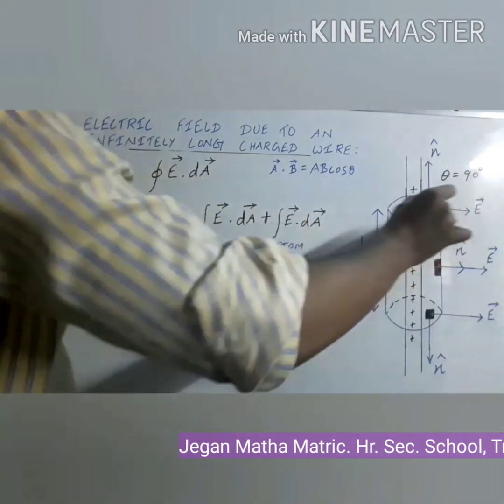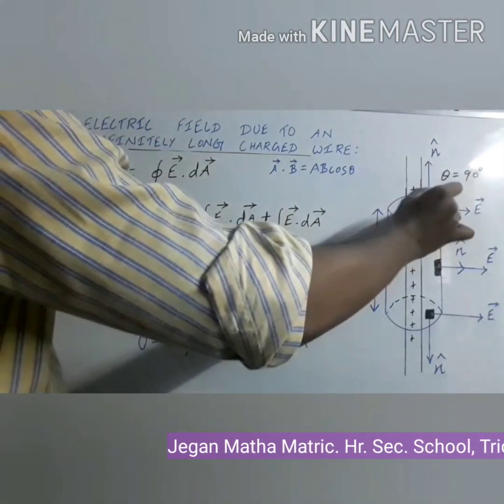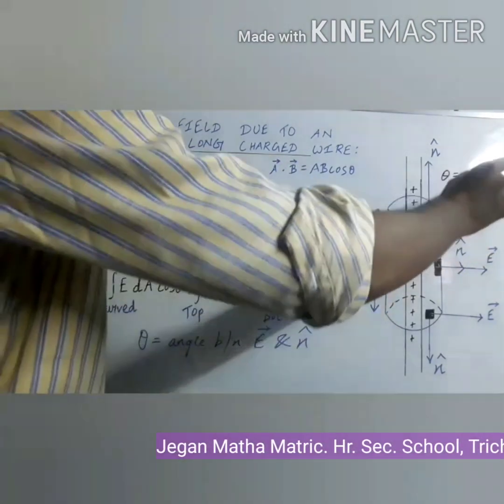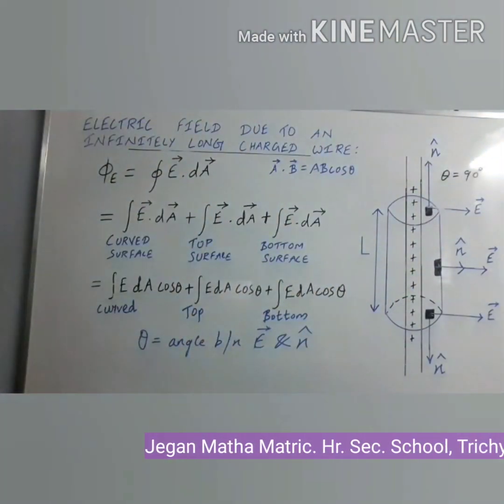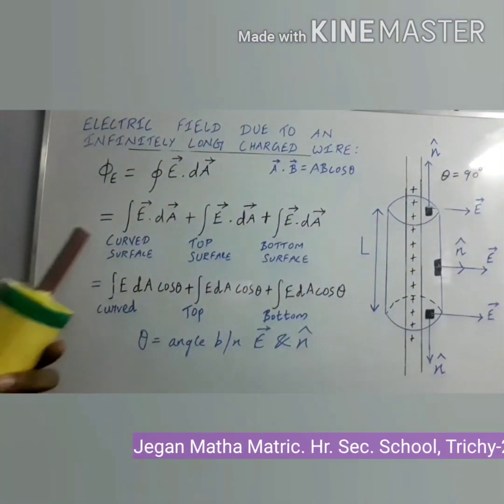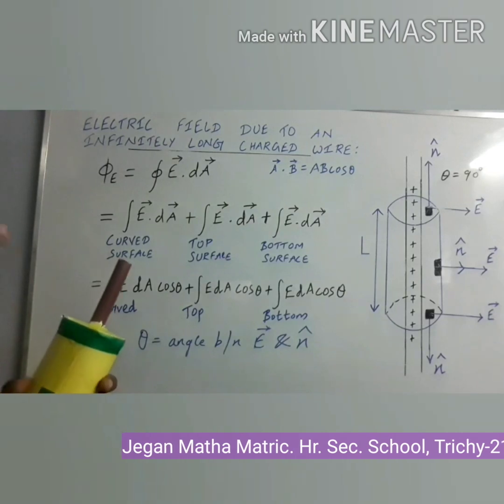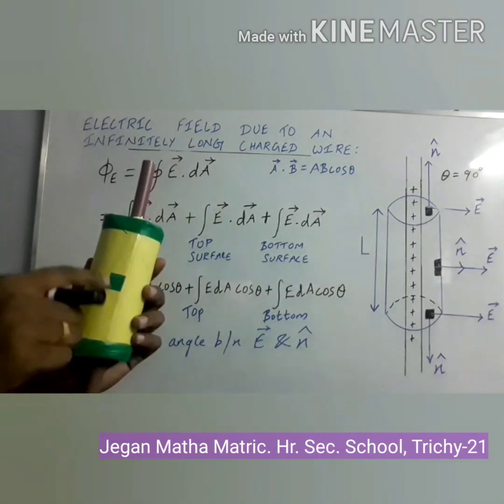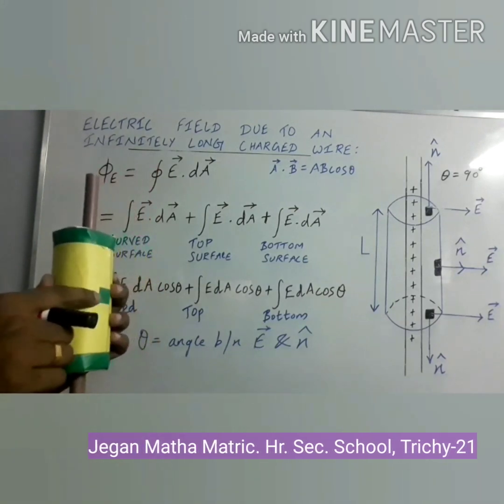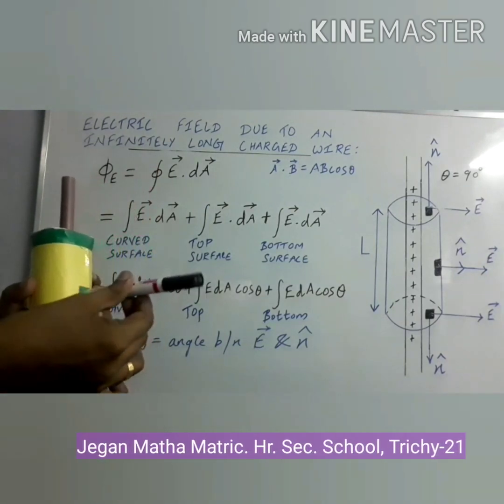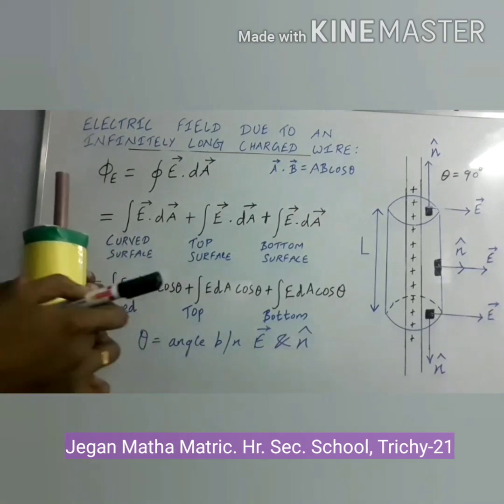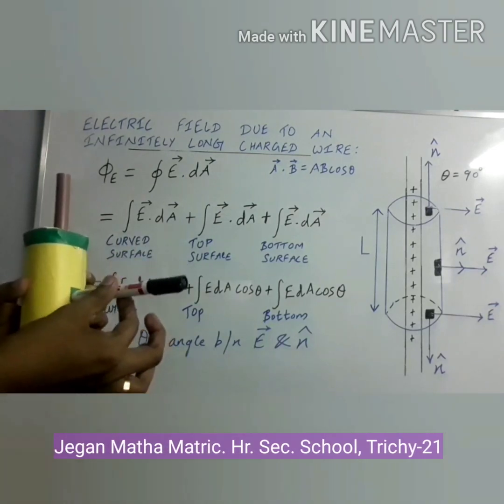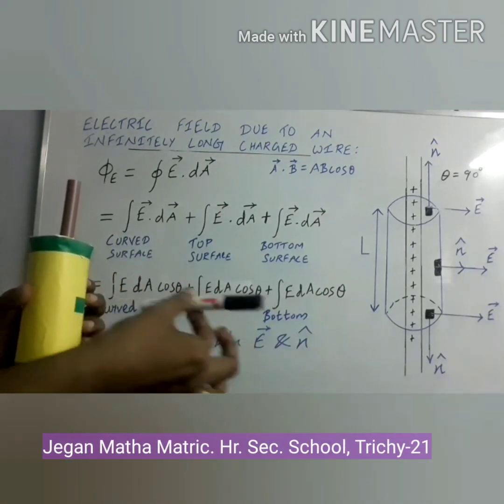So at the top surface, the direction of the normal acts upwards. The direction of the electric field is always horizontal. Here what is the angle between the normal and the electric field line? It is nothing but 90 degrees. Likewise, we are going to find the angle between the normal and the electric field line in the curved surface. In the curved surface also we have taken the small area dA. Here what is the normal? The direction of the normal will be like this, because the normal should be perpendicular to this area. So the direction of the normal is horizontal.